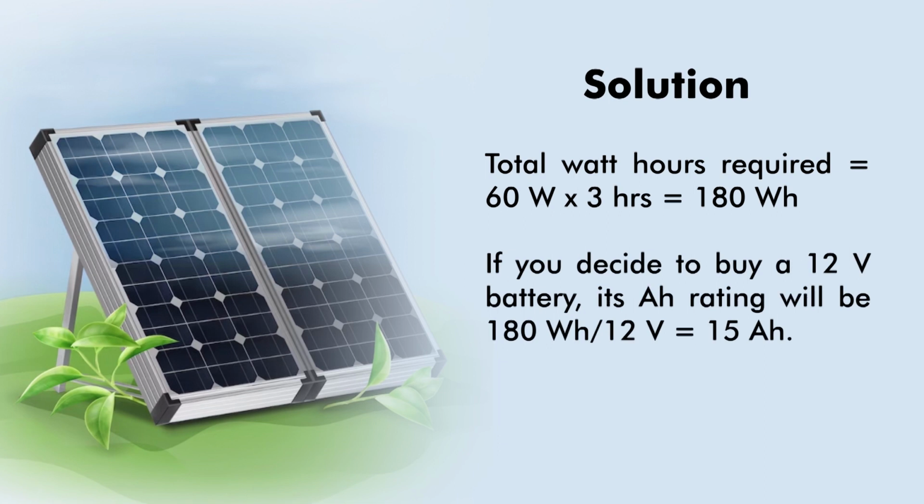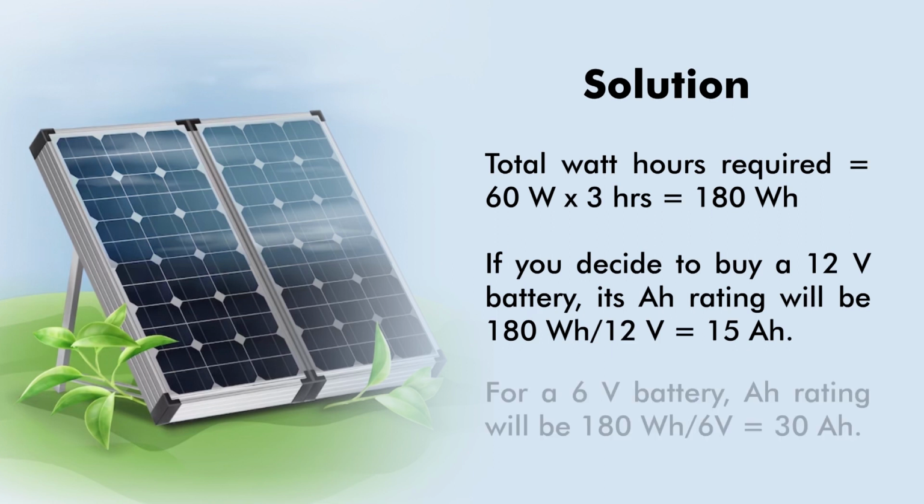Now if you decide to buy a 12 volt battery, its ampere hour rating will be 180 watt hour divided by 12, so it comes to 15 ampere hour. For a 6 volt battery, the ampere hour rating will be 180 divided by 6, so it comes to 30 ampere hour.